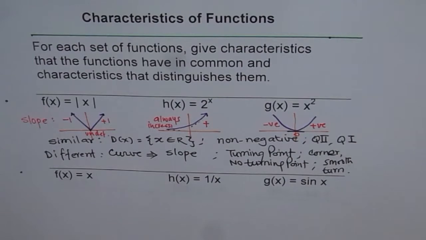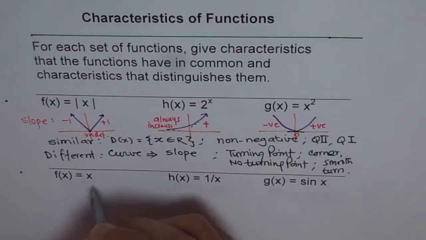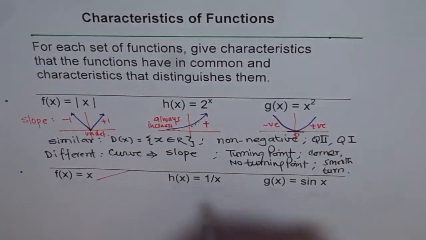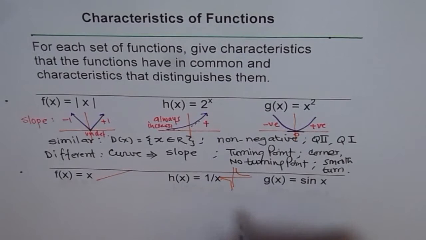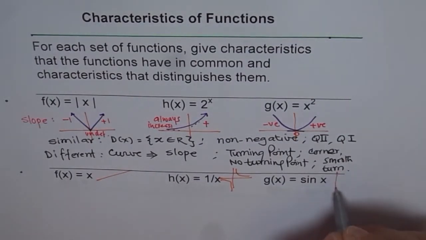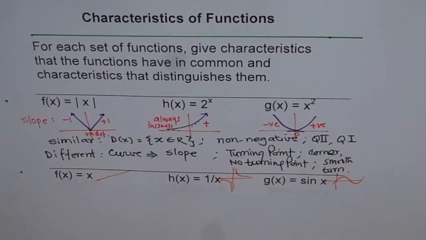Now, answer the next set. So follow the similar approach. Sketch them. So this is a straight line, right? This is 1 over x, correct? And this is sine x, right? So once you have these functions, how are they similar?